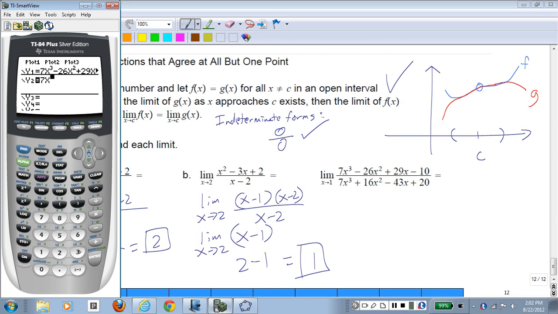7x cubed plus 16. And again, that was my intention, but you never know when I'm making out these notes how it's going to work out. 43x plus 20. Let's graph that. Again, do we get an x-intercept at 1? I think maybe. Second calc value 1. Yep. So 1 makes the numerator 0, 1 makes the denominator 0.